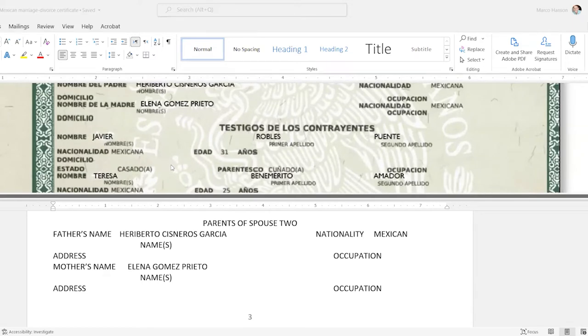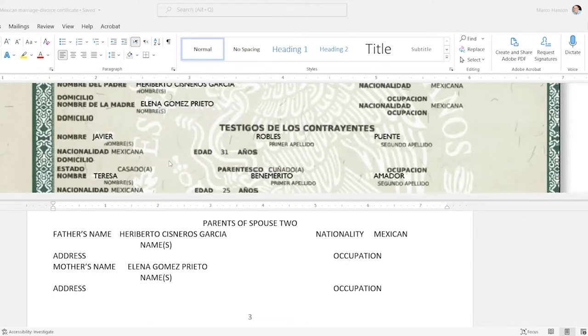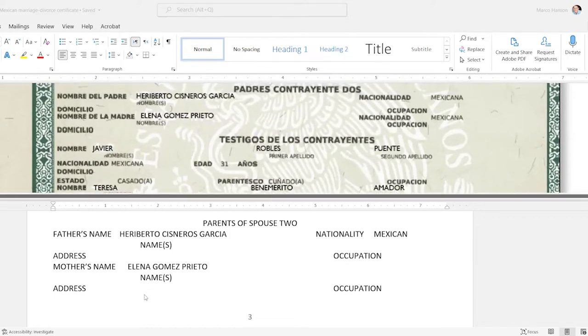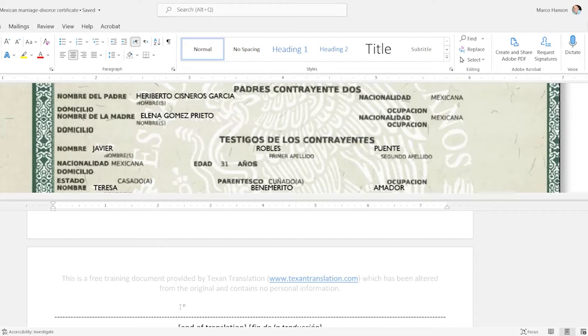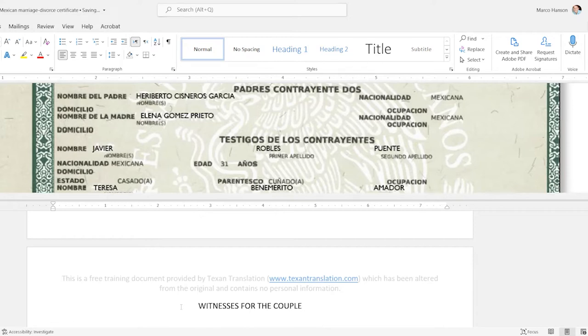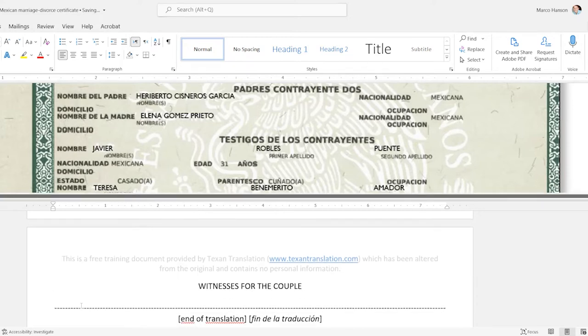yeah, period. Yeah. Okay. Parents of spouse to Elena Gomez Prieto. Okay. So most of that information was the same. I'm going to put an extra space here, then go down with testigos de los contrayentes. Witnesses for the couple. Contrayentes actually means the contracting parties, but we don't talk about a marriage contract. We don't use that term in English.